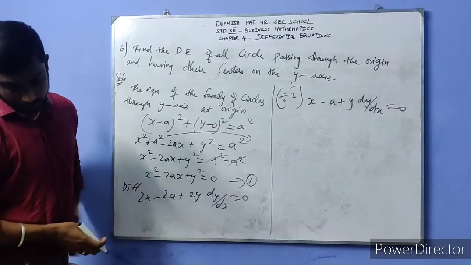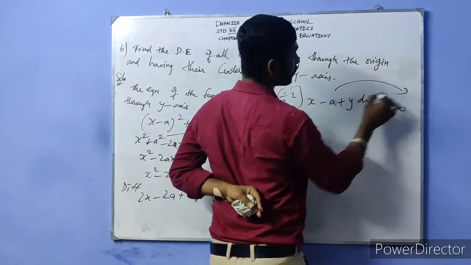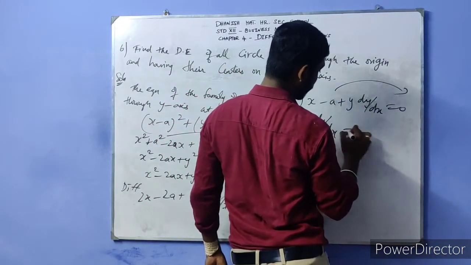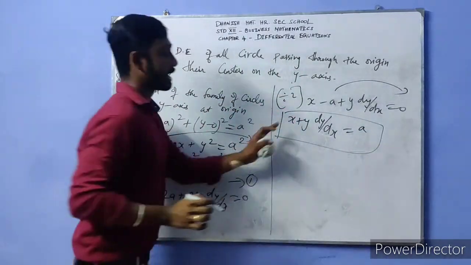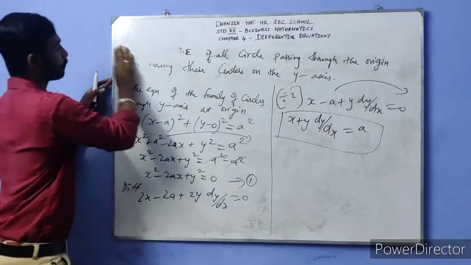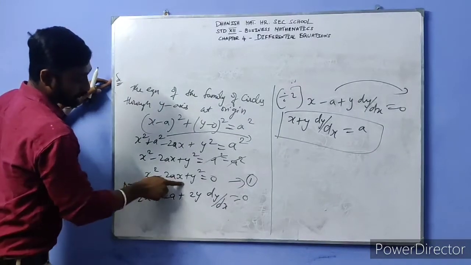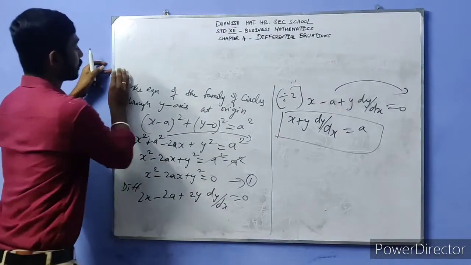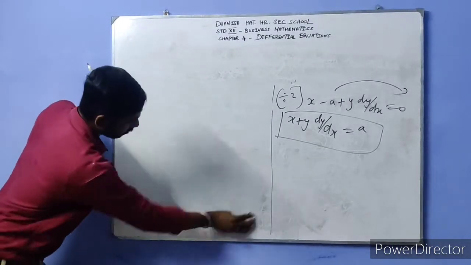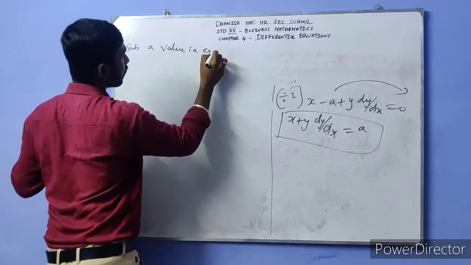Now we are going to find the value of a. Moving minus a to the other side, x plus y dy divided by dx equals a. Now we are going to substitute the a value in the first equation, that is x square minus 2ax plus y square equal to 0.